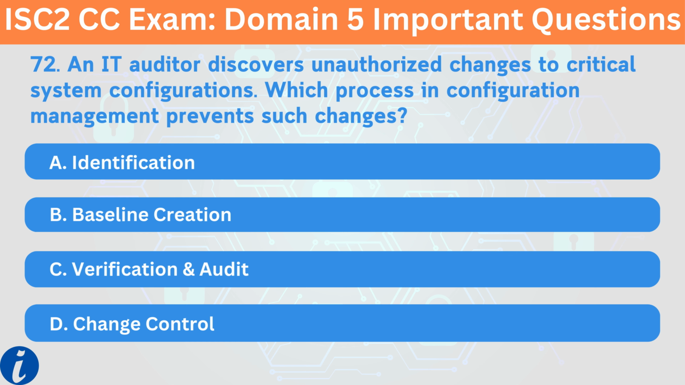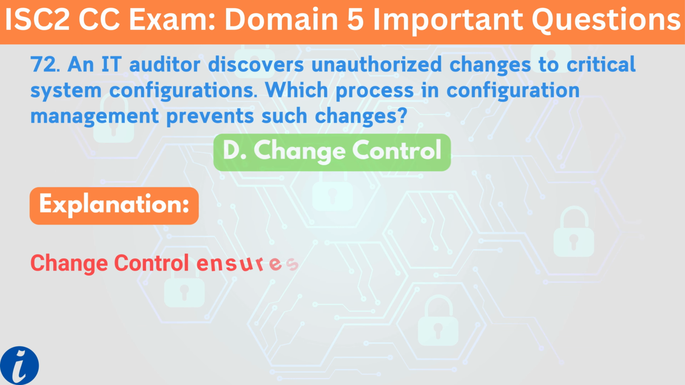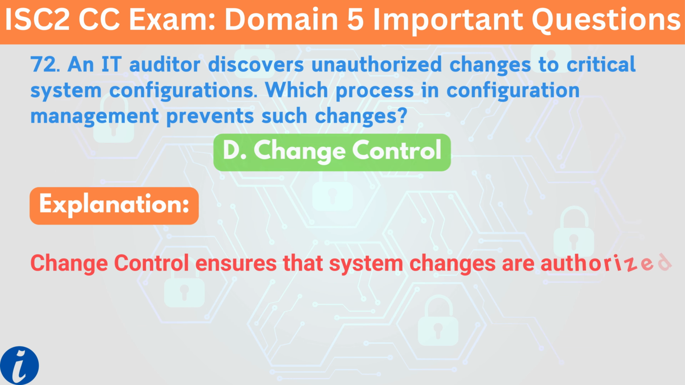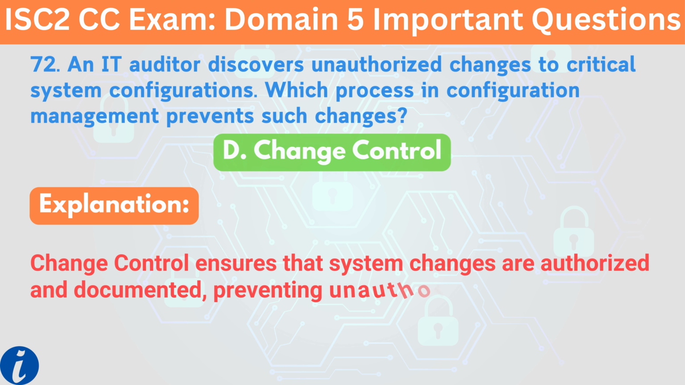A. Identification. B. Baseline creation. C. Verification and audit. D. Change control. The correct answer is D. Change control. Explanation. Change control ensures that system changes are authorized and documented, preventing unauthorized modifications.